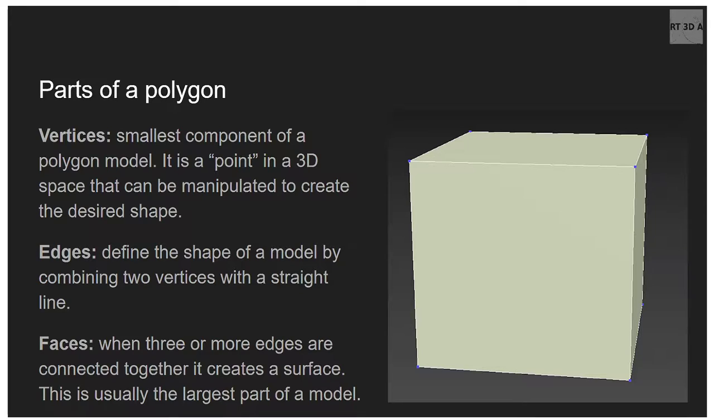All right, so parts of a polygon. The vertice is the smallest component of a polygon model. It is a point in 3D space that can be manipulated to create the desired shape. Edges define the shape of a model by combining two vertices with a straight line. Faces are when three or more edges are connected together, it creates a surface. This is usually the largest part of the model.